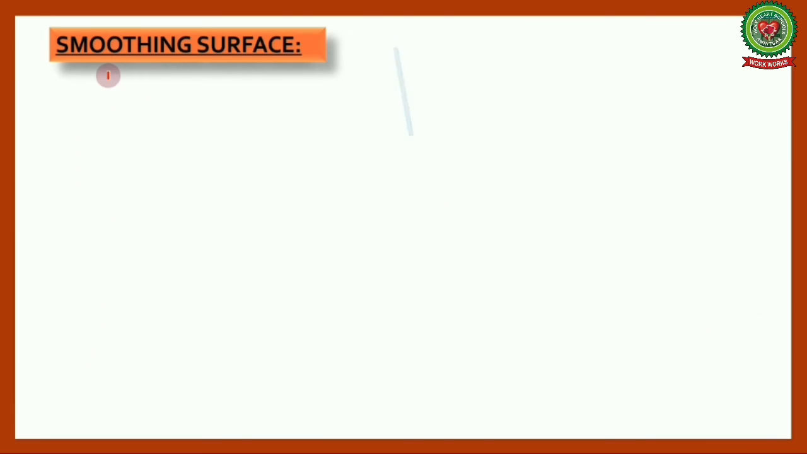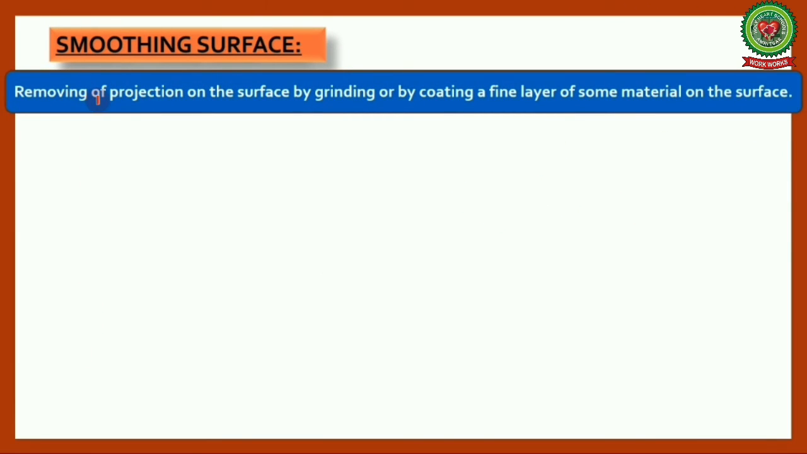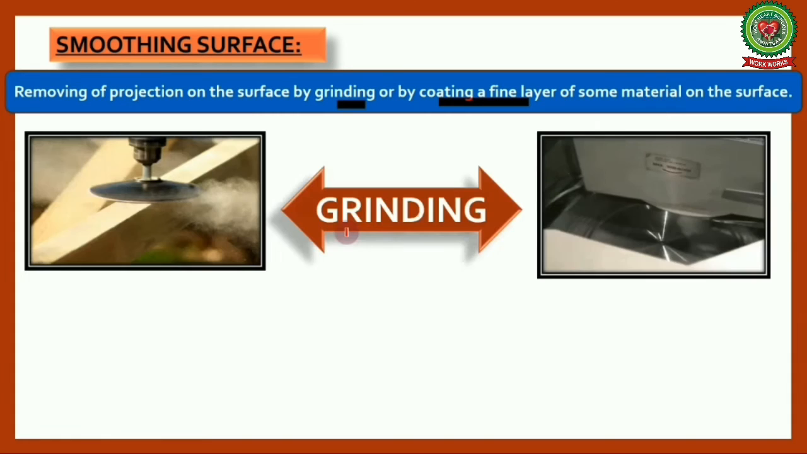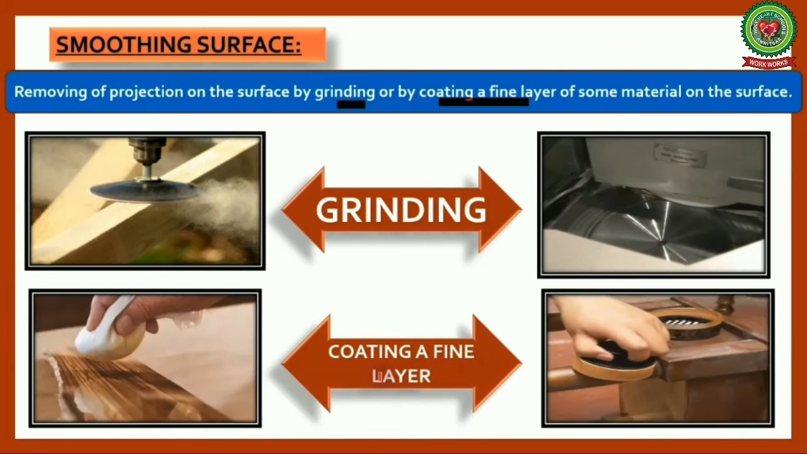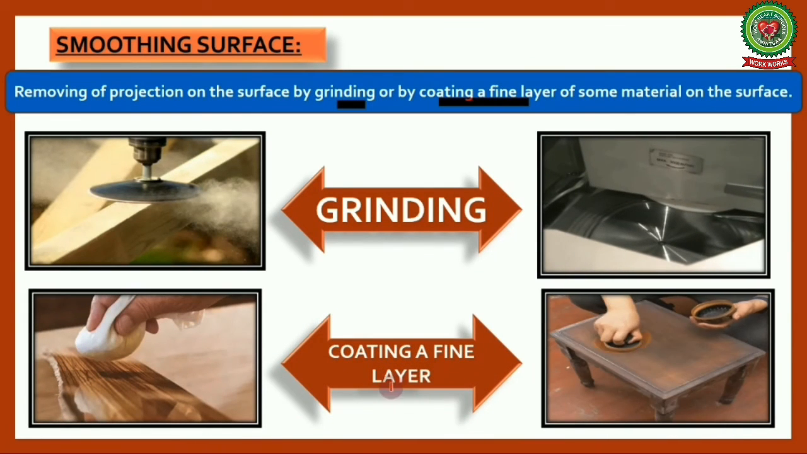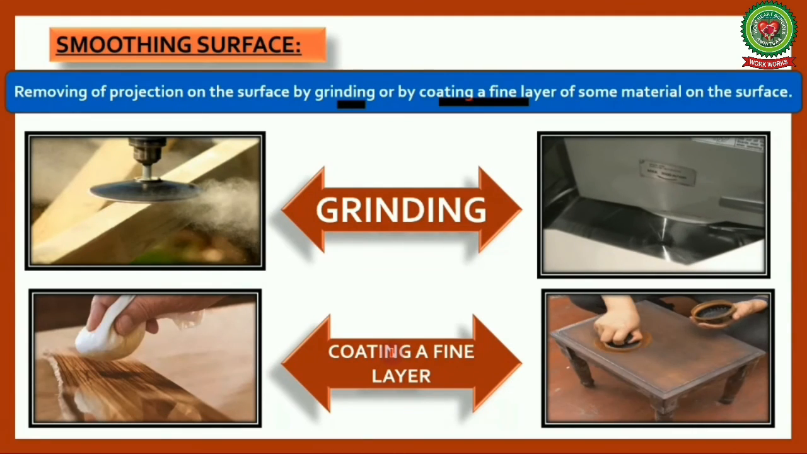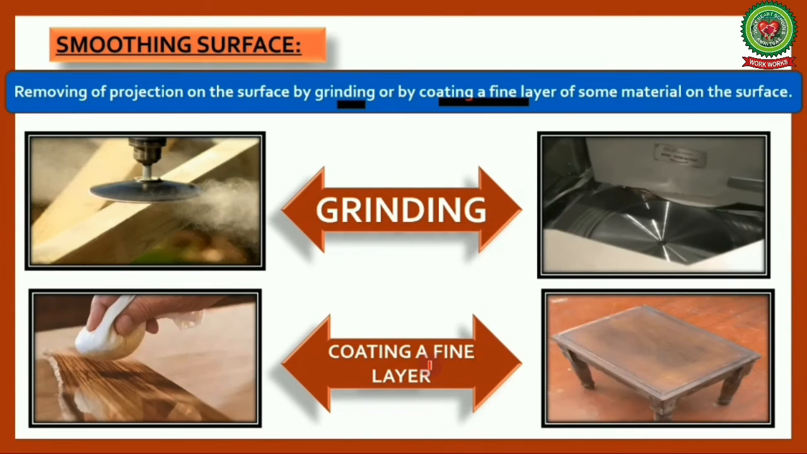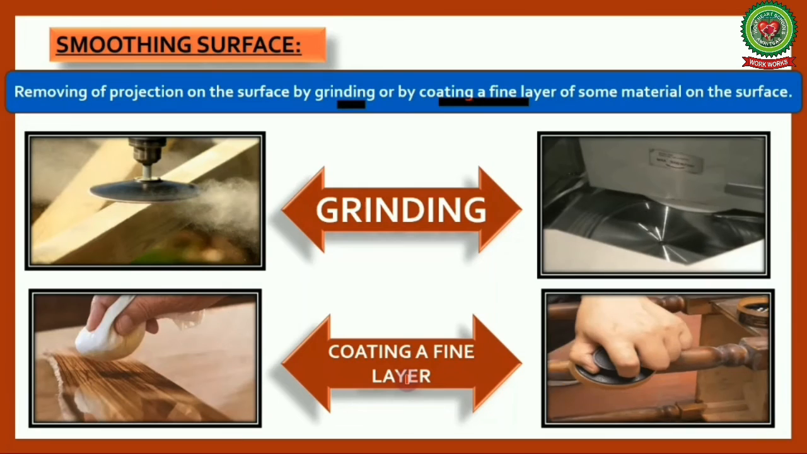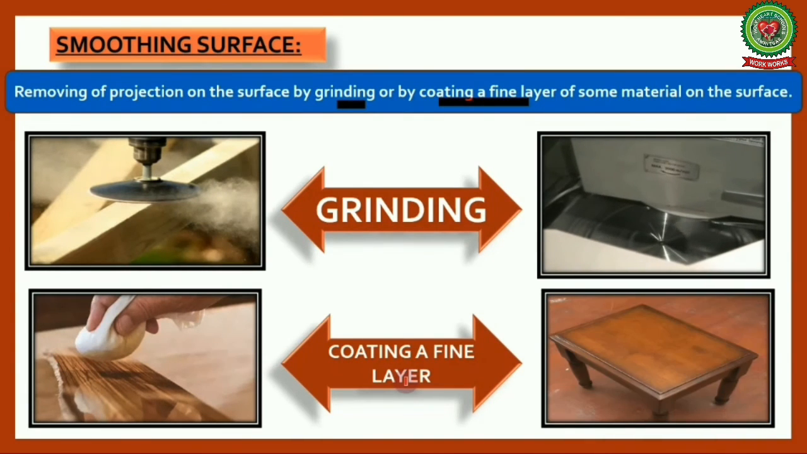Next is smoothing surface. Removing projections on the surface by grinding or by coating a fine layer of some material on the surface is called smoothing surface. You can see here how grinding smooths the surface and reduces friction. And second is coating a fine layer of some polish or some material. Thus there are two techniques, grinding and coating a fine layer, which remove the projections, make the surface smooth and reduce friction.